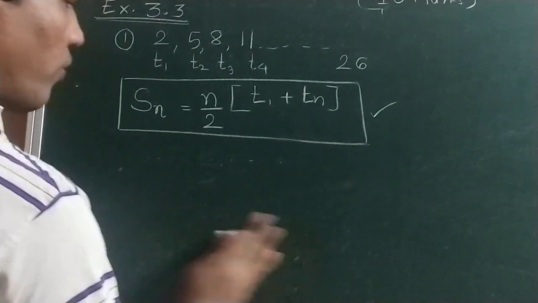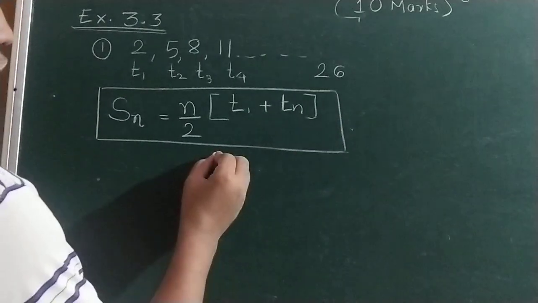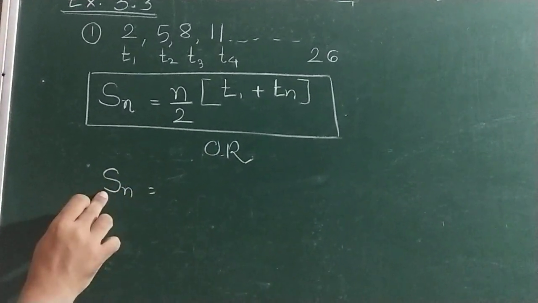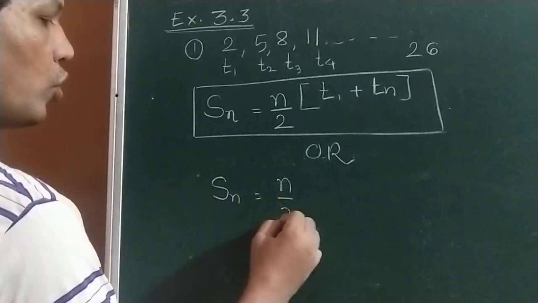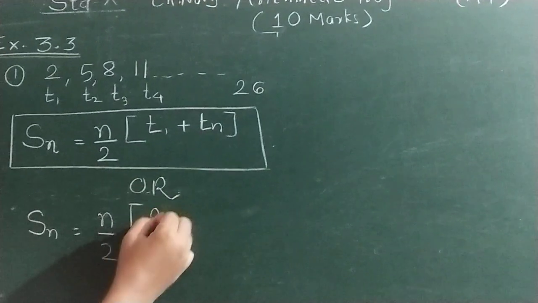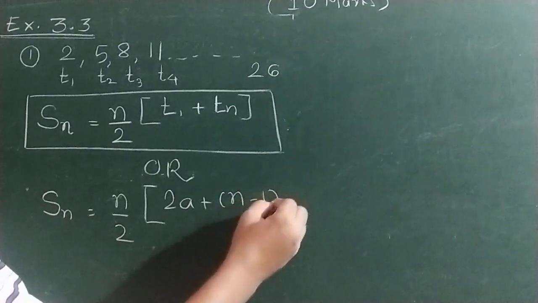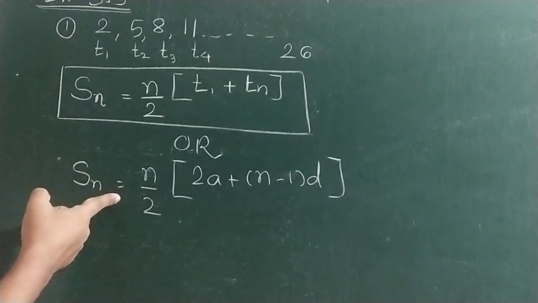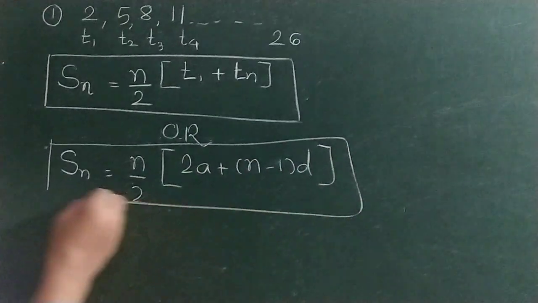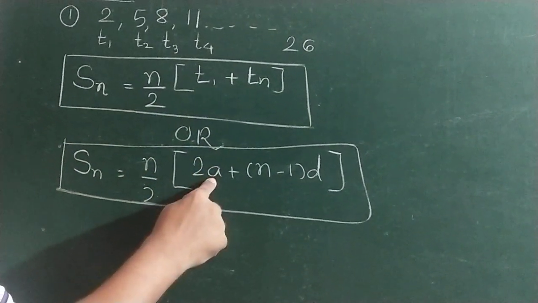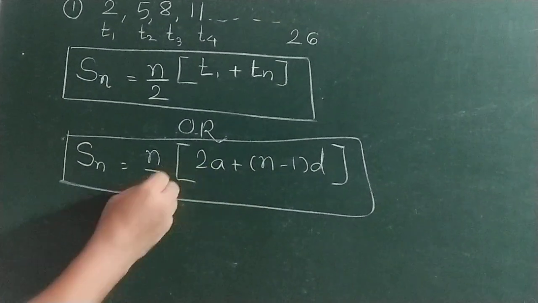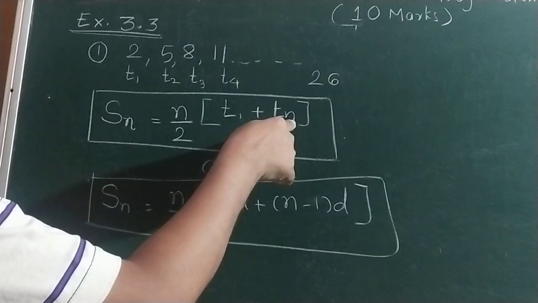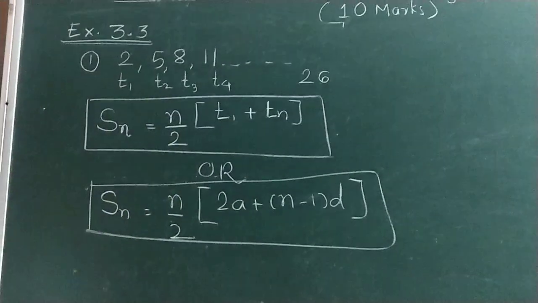And another formula is there. Second formula: Sn, again S means sum, equals n upon 2 in bracket 2a plus n minus 1 d. Now there is one confusion: when can I use this formula and when can I use that formula? No confusion, because when the first term and difference are given, then I can use the second formula, and when the first term, that is T1, and the last term are given, I can use the first formula.